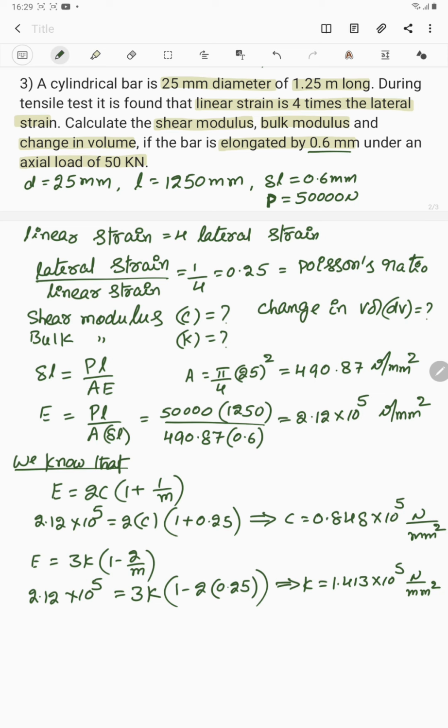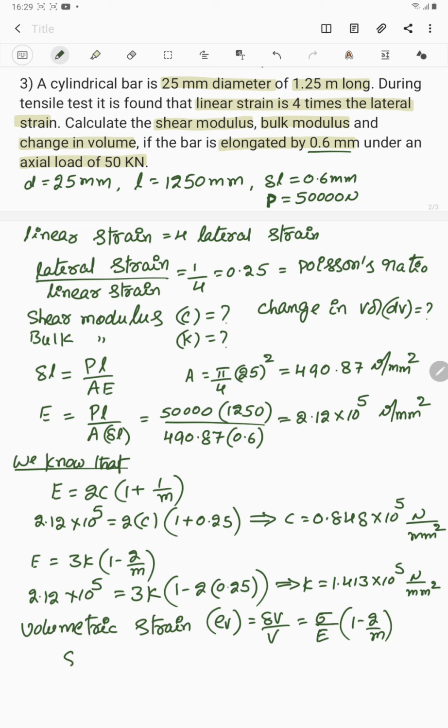Now the change in volume. Change in volume can be found like this. Volumetric strain EV equal to change in volume by original volume. It is equal to normal stress by Young's modulus times 1 minus 2 by m.